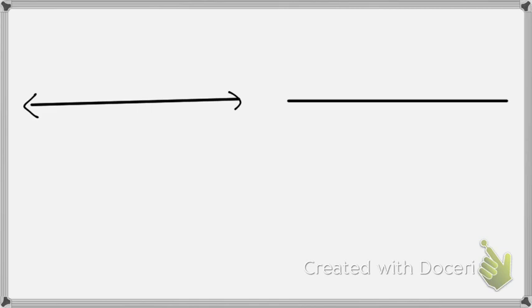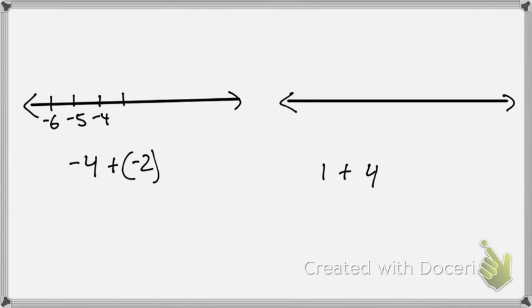You're going to draw 2 number lines side by side. And underneath the left one, you're going to do -4 plus -2. And on the right, you're going to do 1 plus 4. On the left number line, let's start from -6. We're only going to go up to +2 on the left number line. So just make sure you have those numbers on there.